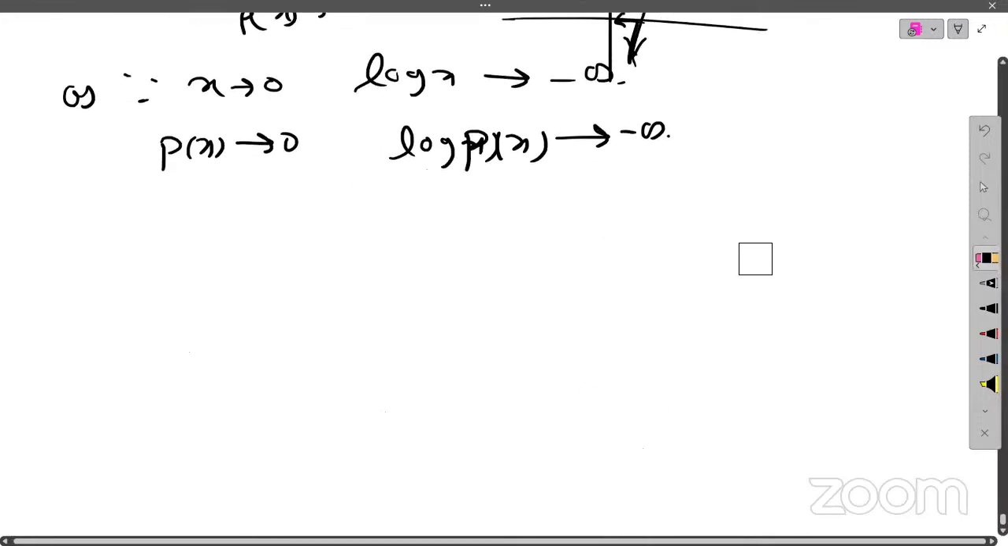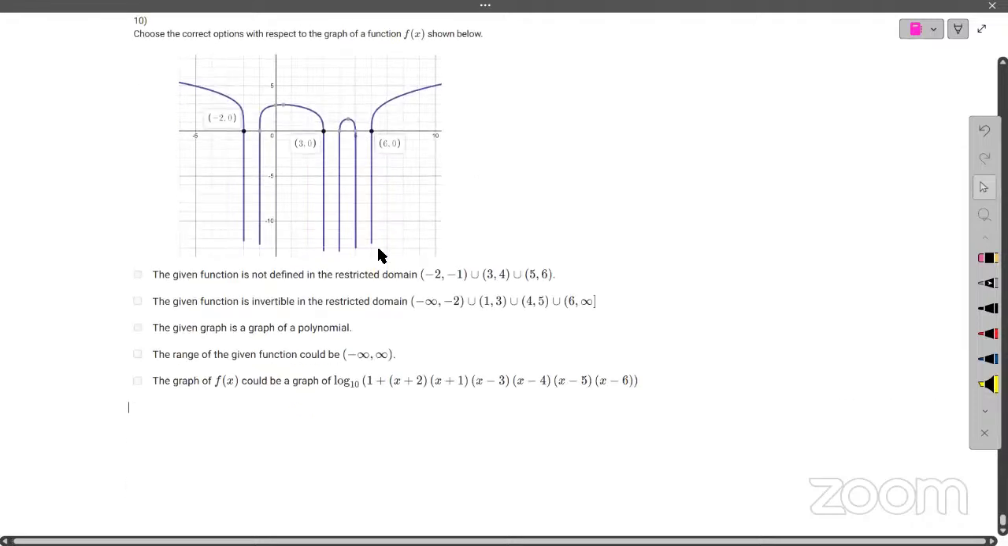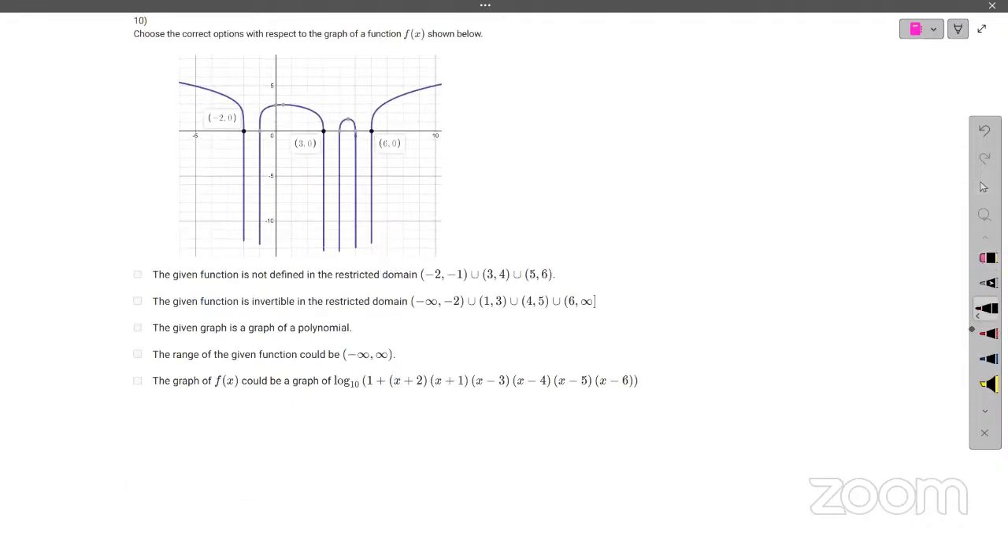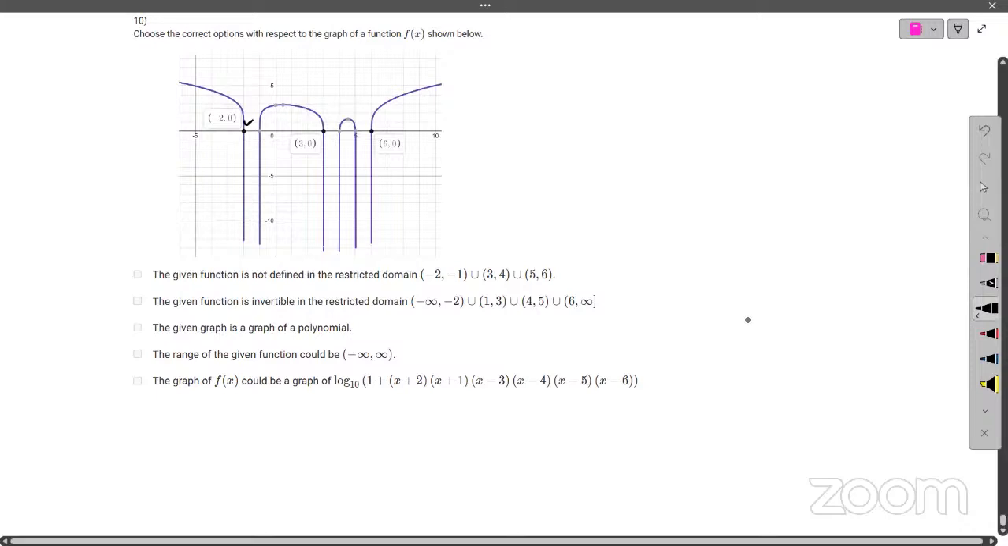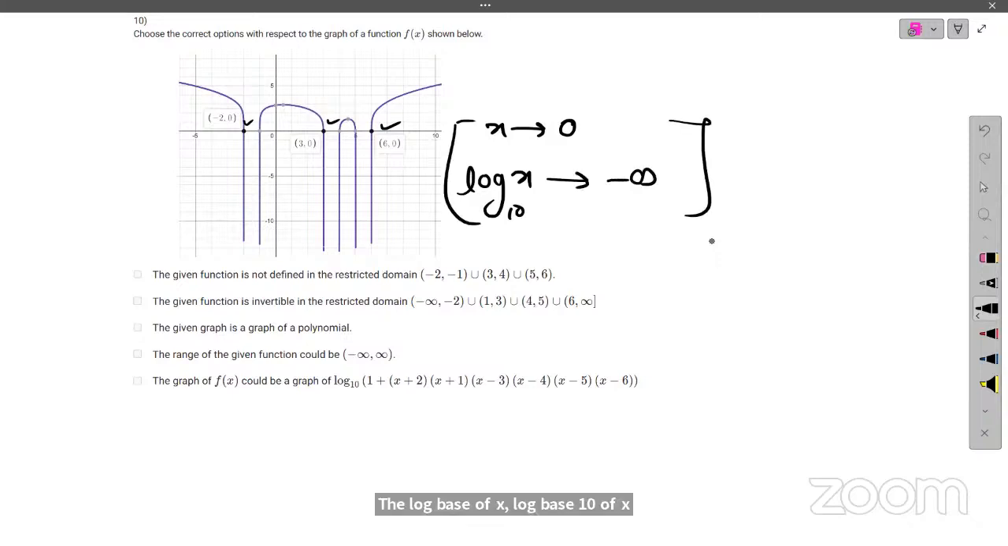Okay, so let's recall the points I want to say. So this is our graph. So here we know 2 points. One thing is that all these points, whatever x-intercepts are given to us, are correct, just by observing the points. Now here we use the fact that as x goes to 0, the log base 10 of x actually goes to minus infinity. Okay, this fact is known to us.